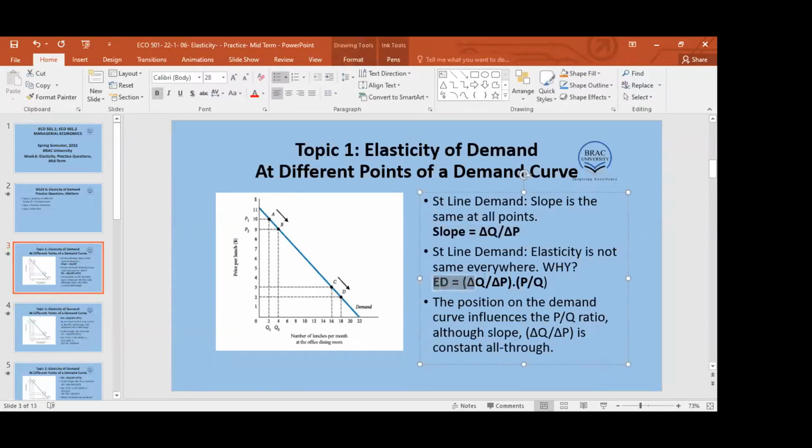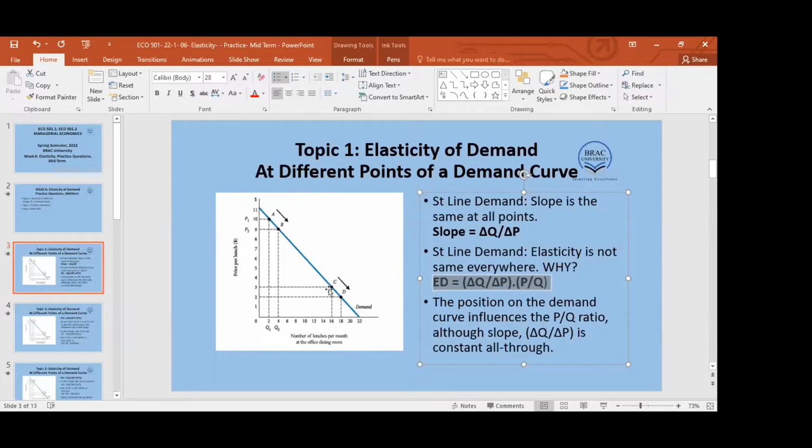But elasticity is defined as the product of two things. One, the slope, del Q by del P, times where on the demand curve you are. Where we are on the demand curve will influence the P by Q ratio. How? If we are at point A, isn't P by Q going to be greater than 1? Look at P and look at Q. What is the ratio? 10 by 2, no? Yes, sir. So the ratio is very high.